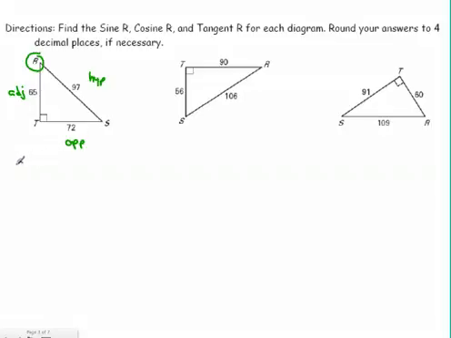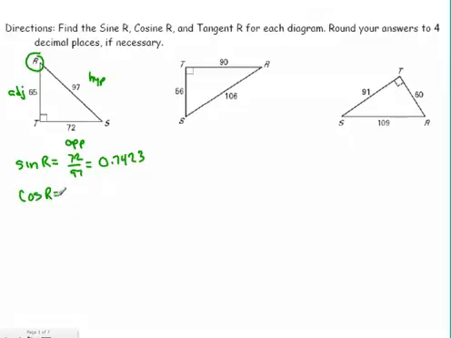So if I'm looking at the sine of r, the sine is going to be the opposite over hypotenuse, so that'll be 72 over 97. When I put 72 over 97 in my calculator, I should get 0.7423.